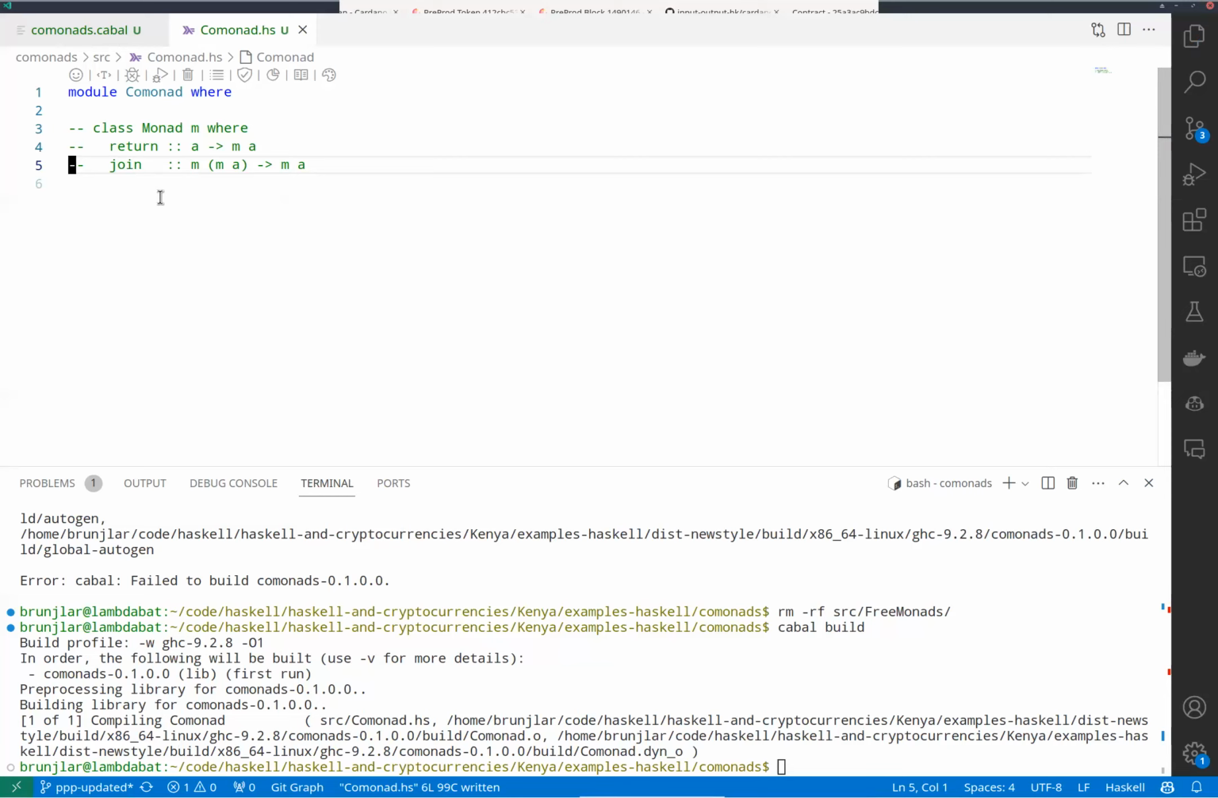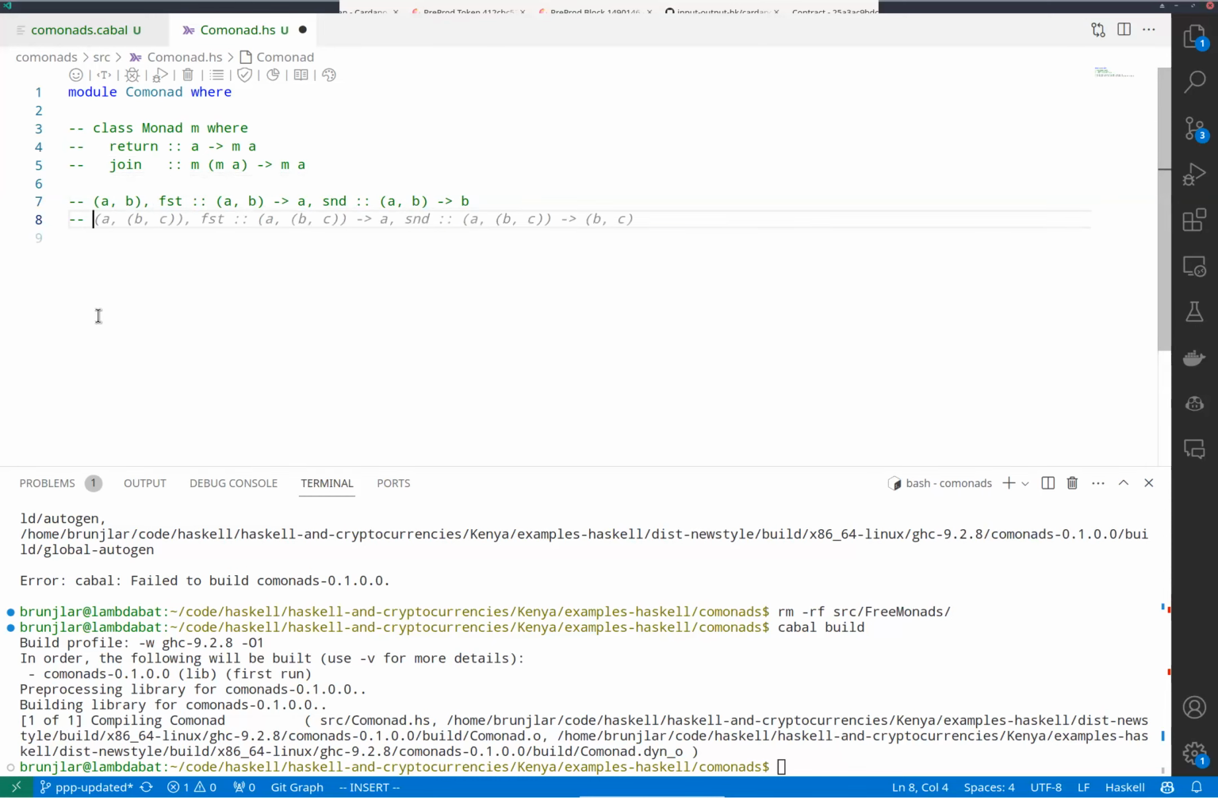co normally means, roughly speaking, you turn all the arrows around. For example, we have this product, like pairs, pair A B, and then we have first and second, right? First goes from (A, B) to A, and second goes from (A, B) to B.